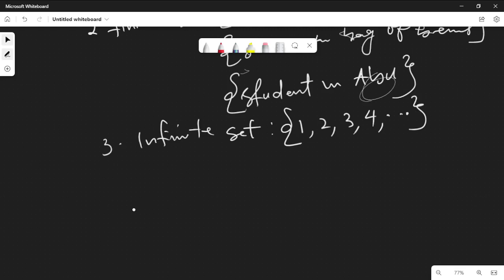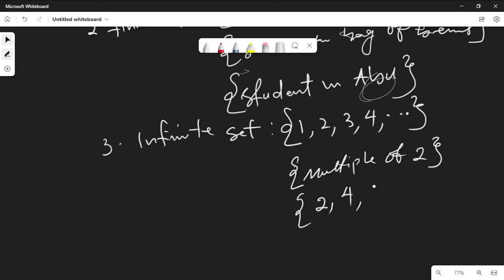Alright, the next one we want to look at is also an infinite set: the set of multiples of 2. Multiples of 2 form an infinite set, because when you start writing, you write 2, 4, 6, 8, and so on continuously. It has no end. So it is an infinite set. Is that taken now?